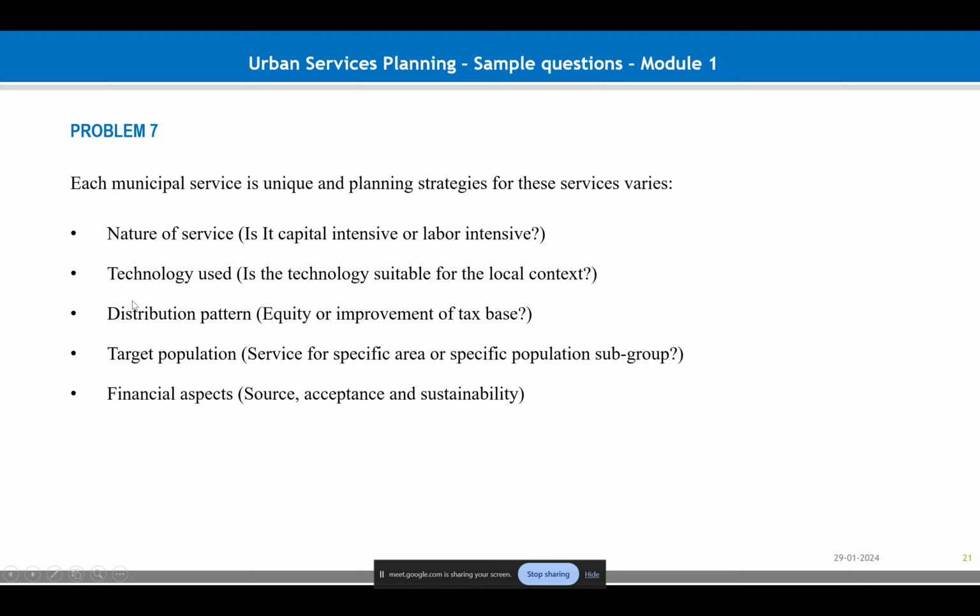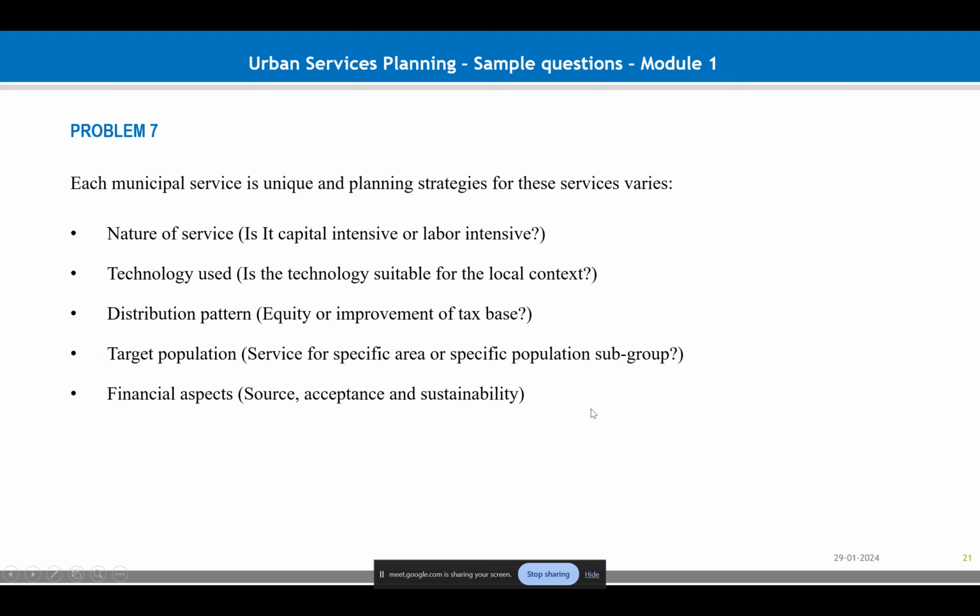So we have different types of services. It can be based on the nature, which we've discussed, capital intensive or labor intensive. Based on the technology, for instance, if it's solid waste management, then we can say the different methods. So what is the technology which is used? Then we have the distribution pattern. Is it distributed equally, or how do you distribute? Where is it located? How are you distributing the facility? Then who is the target audience?